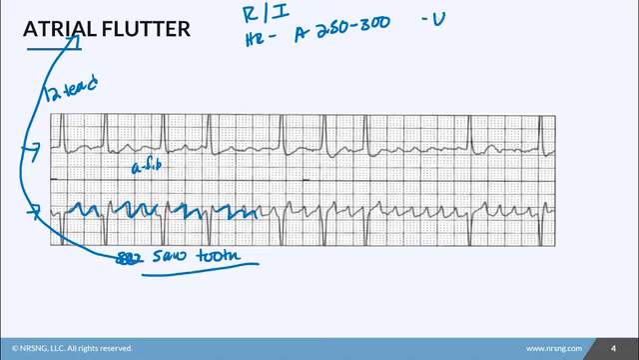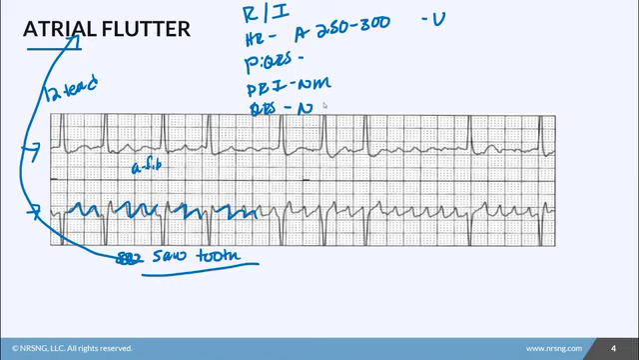The ventricular heart rate is either going to be normal, high, or low. It just depends on the patient. The P to QRS ratio is definitely not going to be 1-to-1, and it varies. The PR interval is not measurable, and the QRS complex is going to be normal.